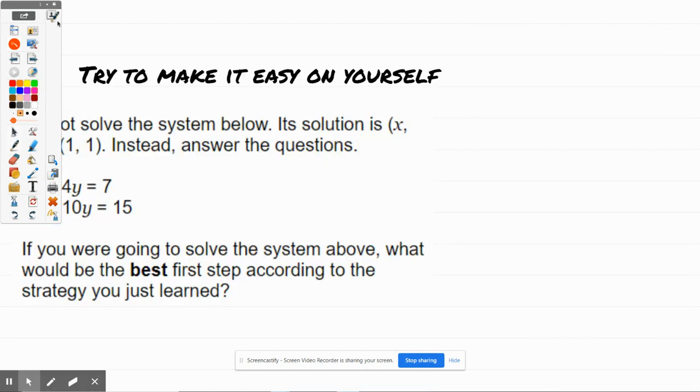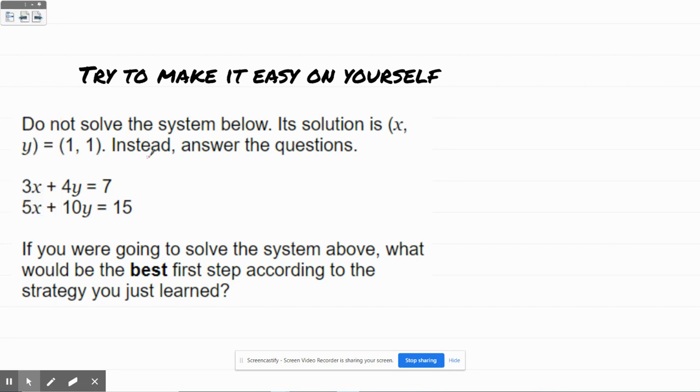Try to make it easy on yourself if you can. So let's look at this. They don't want us to solve the system. They are telling us what the answer is, but they want to know this. If you were going to solve it, what would be the best first step according to the strategy you learned? They want us to use substitution, so that's what we'll use. Which one would I want to use to get a variable by itself? I won't want to use the top one because it will leave us with fractions. I would want to use the bottom one, and I would want to divide by the 5.